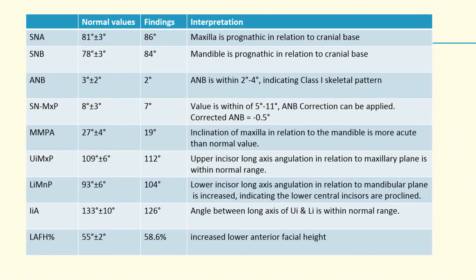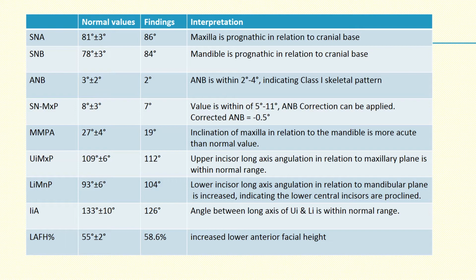For the maxillary mandibular plane angle, MMPA, the value is 19, and it shows that the inclination of the maxilla in relation to the mandible is more acute than the normal value. For upper incisor to maxillary plane angle, UIMXP, the value is 112 degrees, and this indicates that the upper incisor long axis angulation in relation to the maxillary plane is within normal range.